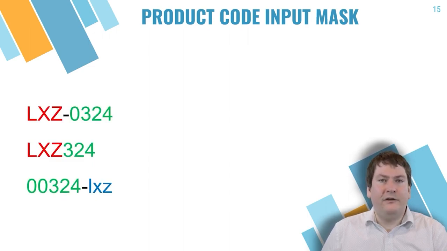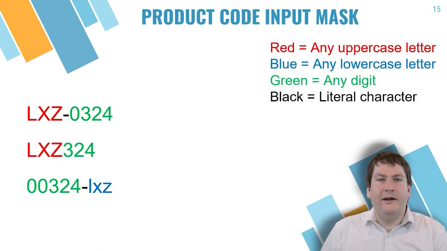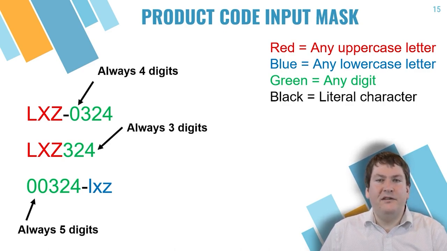So earlier in this lecture, we saw some product codes or IDs. What I'd like us to do is try to come up with Access input masks that match each one of these codes. We can assume that the red characters are uppercase letters, the blue are any lowercase letter, the green are numerical digits, the numbers 0 to 9, and the black are literal characters, in this case just the dash character. Also note that the number of digits in each product ID is a bit different.